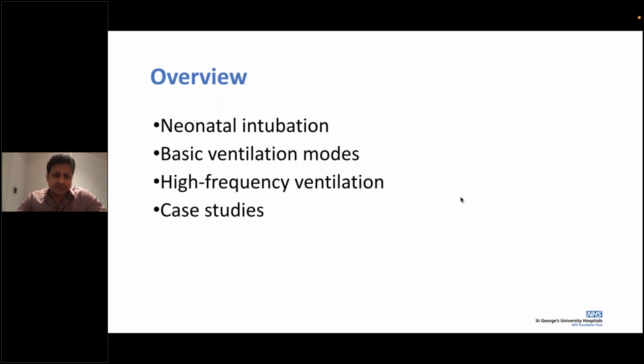I've got a couple of examples in terms of blood gases, and we can look through case studies, and hopefully we can make that an interactive session, and we can use the chat function to get a better understanding of what you would do if you were in that kind of situation.